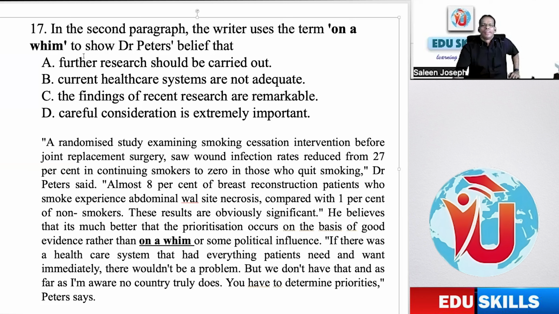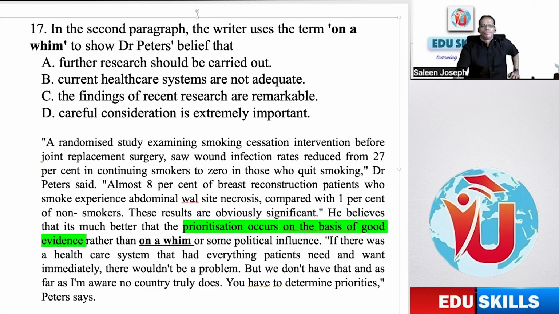Now, the first one says, on a whim, to show Dr. Peters' belief that: further research should be carried out; current healthcare systems are not adequate; the findings of recent research are remarkable; careful consideration is extremely important. Any idea? See, he believes that it's much better that the prioritization occurs on the basis of good evidence rather than on a whim or some political influence. Prioritization occurs on the basis of good evidence. Do you have anything synonymous?